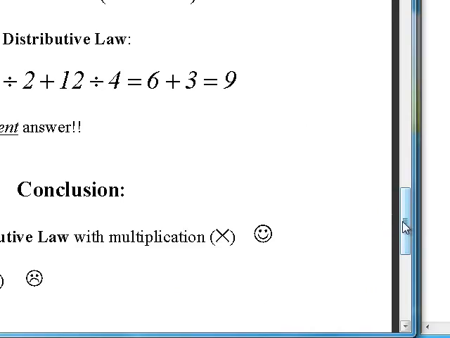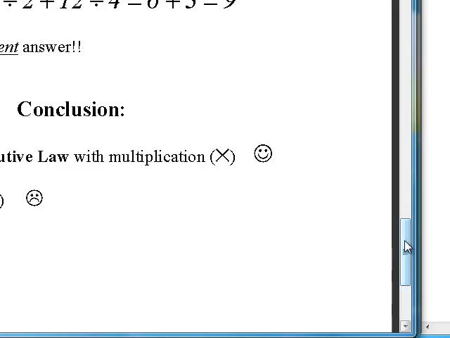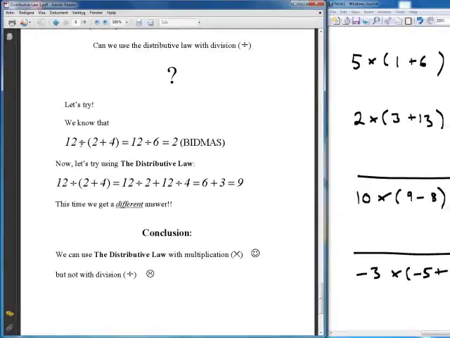And the last thing is that we can use this for multiplication, the distributive law. But if we try to do it with division like this, it doesn't work. So the distributive law works with multiplication.